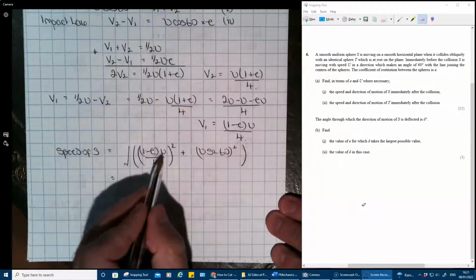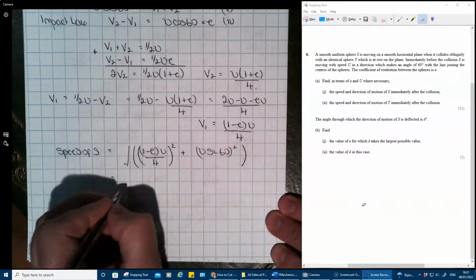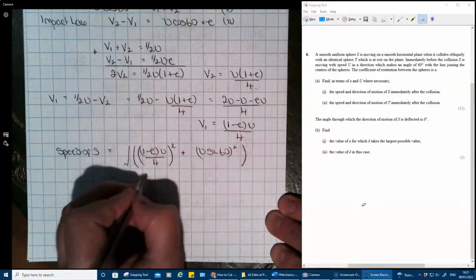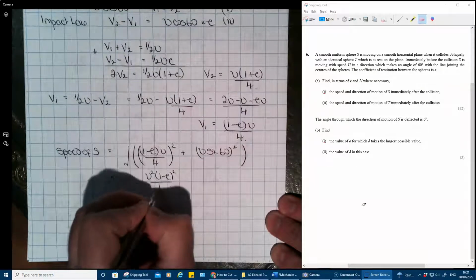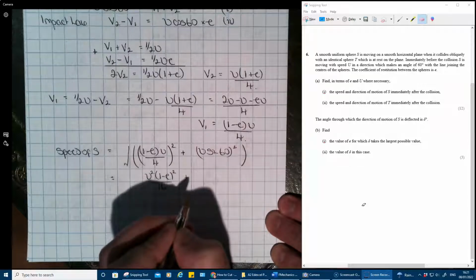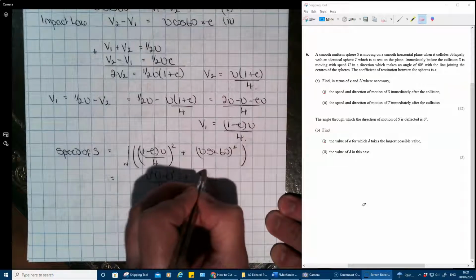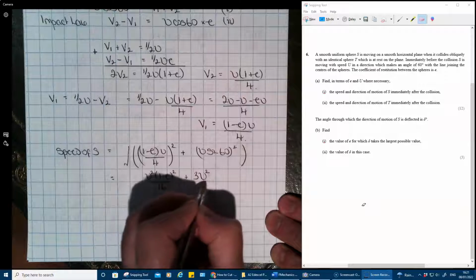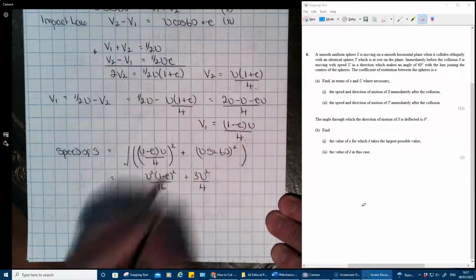Here we've got a u squared over 16, so let's mess around a little bit. So we've got u squared (1 minus e) squared over 16 plus u squared, sin 60 is root 3 over 2, so it's 3u squared over 4, and we're going to square root that.